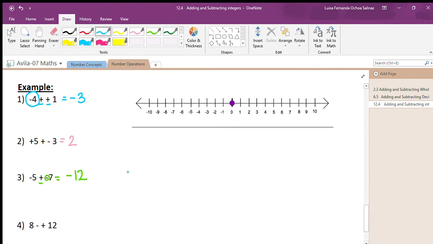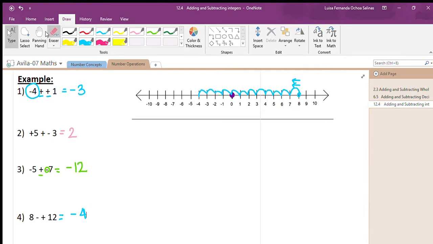So, example 4. Starting point 8. So start in 8. Then take away, negative sign, so I have to go to the left. Then positive. That means I remain in the same direction. How many steps? 12. 1, 2, 3, 4, 5, 6, 7, 8, 9, 10, 11, 12. Your answer is -4.